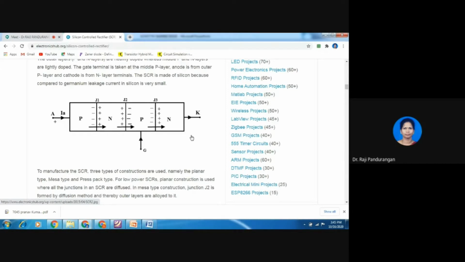So at this instant, it will be continuously in on condition. We can't make the device off. The point at which the gate is making the device on is called firing, because after that triggering or firing, we can't control the device. It will be continuously in on condition. How to make this device off? We need to reduce the anode current.